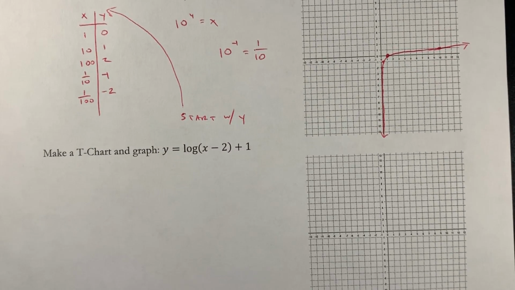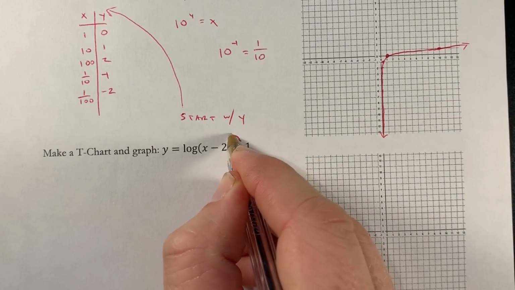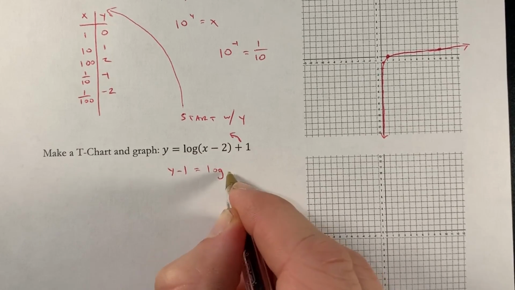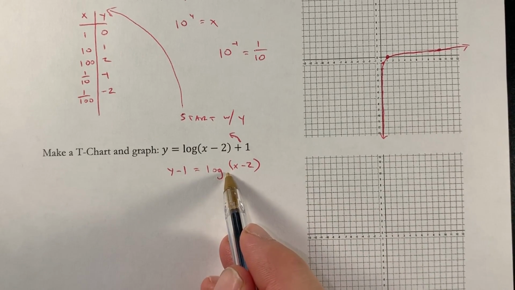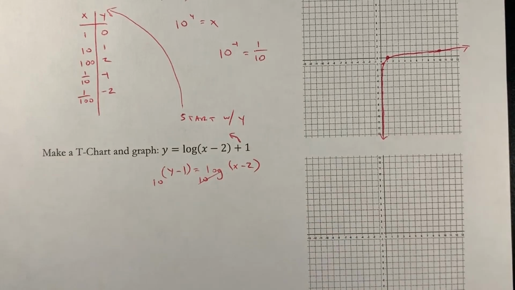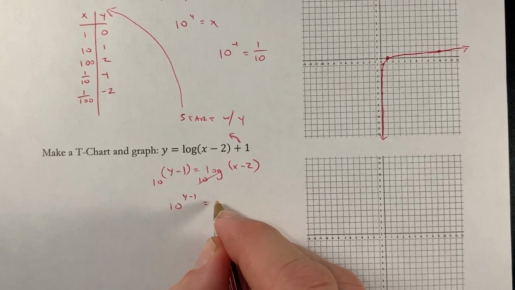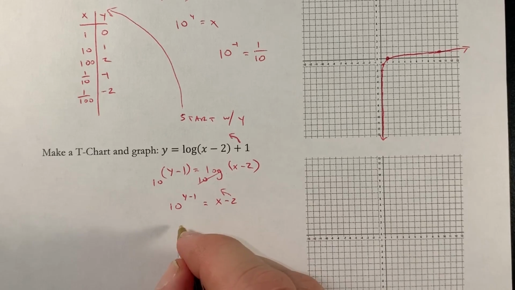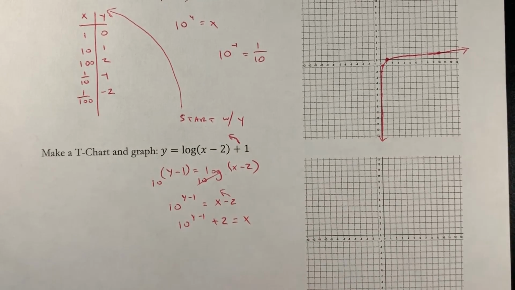For our second graph, we're going to put it in exponent form again. We'll start first by getting this 1 over to the other side, so it becomes y minus 1 equals log base 10 of x minus 2. Okay, so we've got common log again, which means we're going to do base 10 on both sides in order to cancel out that logarithm. So we've got 10 to the y minus 1 power equals x minus 2. And then we'll move that minus 2 to the other side. 10 to the y minus 1 plus 2 equals x.